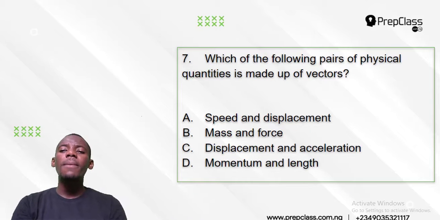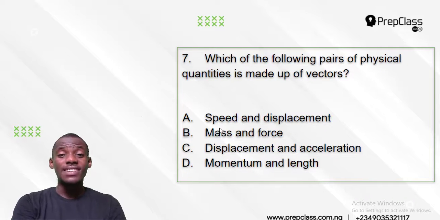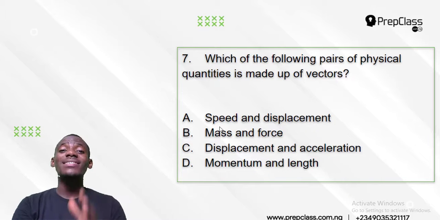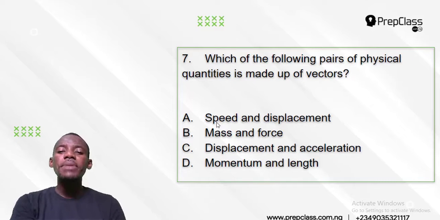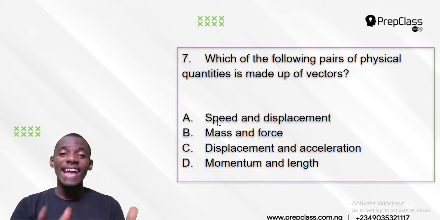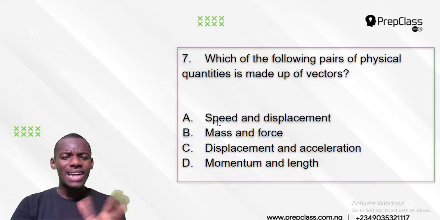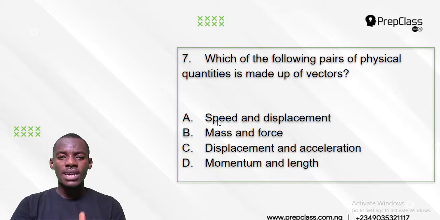Number 7 says, which of the following pairs of physical quantities is made up of vectors? Now the first one is speed and displacement. Speed is a scalar, not a vector. Vector means a quantity that has magnitude and what? Magnitude and direction. While scalars are quantities that have only magnitude, right? Now speed is a scalar, which means that speed has only size or magnitude. Like if you are saying the speed of the fan is 2 revolutions per hour, you can't say in what direction it is rolling. You can only say speed. That's 2 rev per hour, and that's the speed of the fan. That's speed, but it has no direction, so it is a scalar.